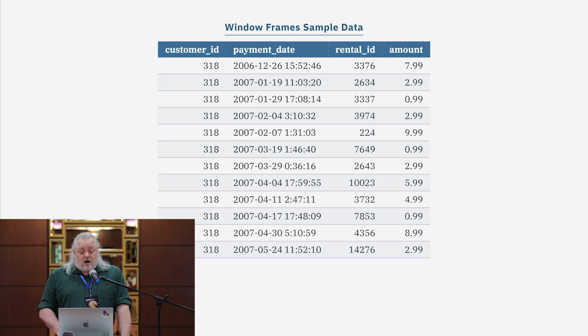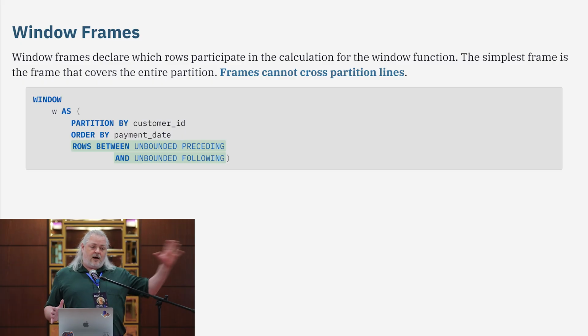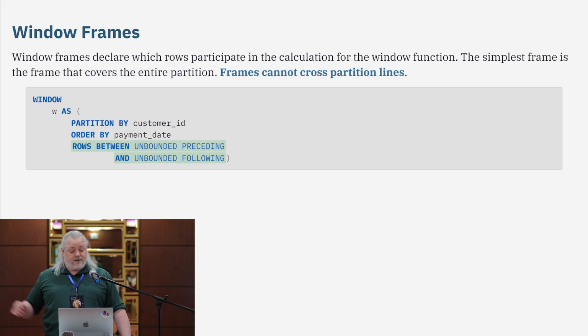And so to define our first window frame, it gets kind of verbose because SQL likes to have lots of words. This one is basically the same thing as we had before. It's partitioning by customer ID, it's ordering by payment date, and it's taking all the rows between unbounded preceding, which means from the beginning, to unbounded following, which means all the way at the end.